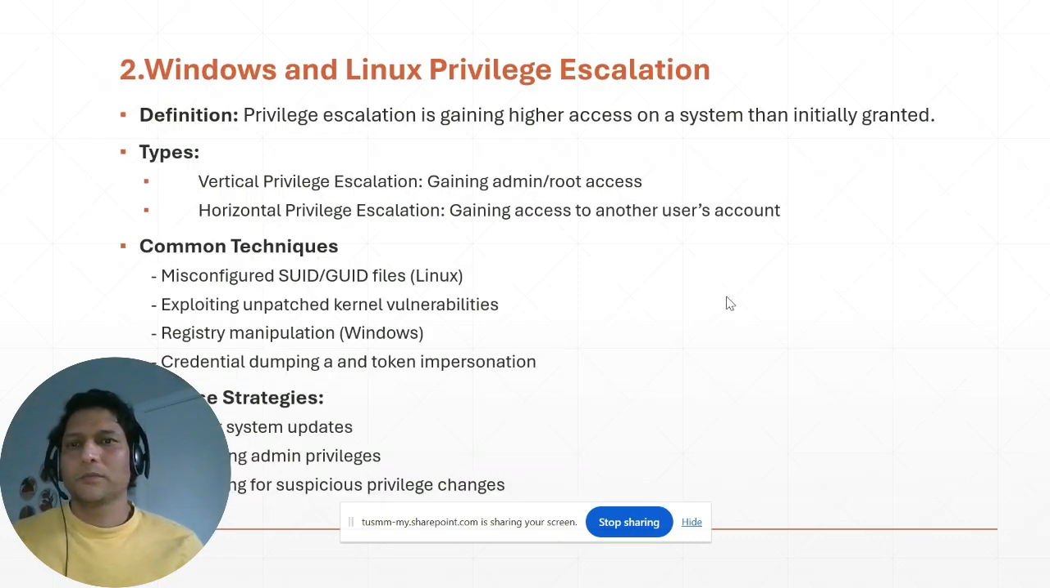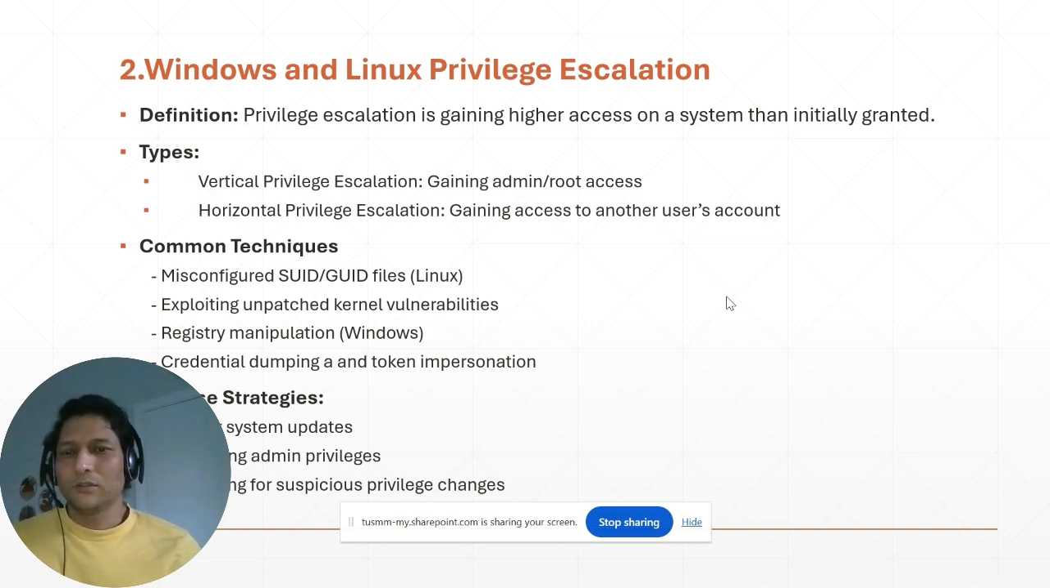Let's now move to the next room, which is Windows and Linux privilege escalation. Privilege escalation is gaining higher access on the system than initially granted. There are two types of privilege escalation: one is vertical and one is horizontal. In vertical, you gain access above your level, that is admin or root access, and horizontal is gaining access to another user's account at a similar access level, using that different user's credentials.